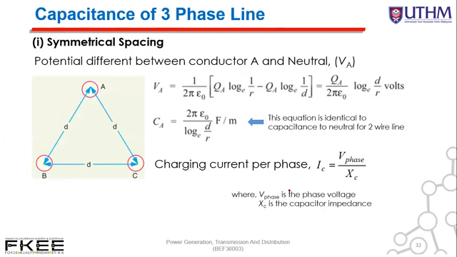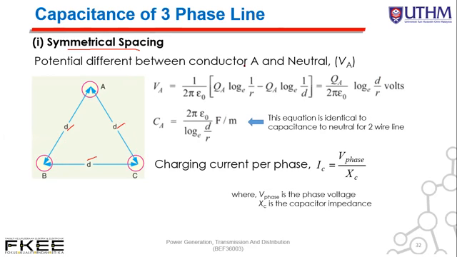Now we look at the case of capacitance of a three-phase line. Similar to inductance, there are two cases: one, symmetrical spacing, and second, unsymmetrical spacing. For symmetrical spacing, the distance is D for the three conductors. Between A and B the distance is D, BC distance is D, and AC is also D.